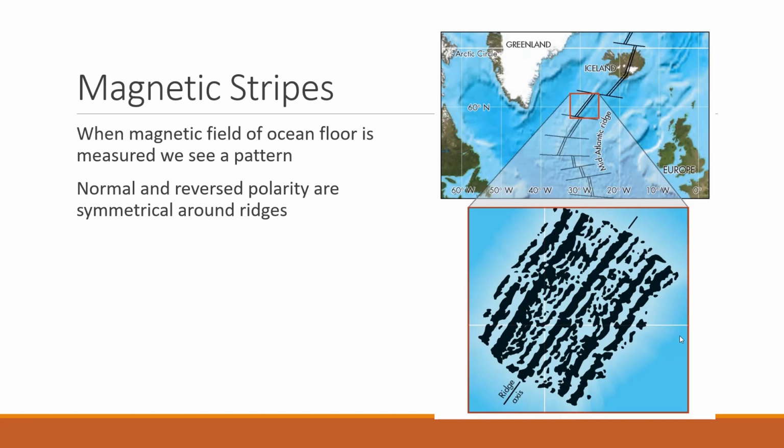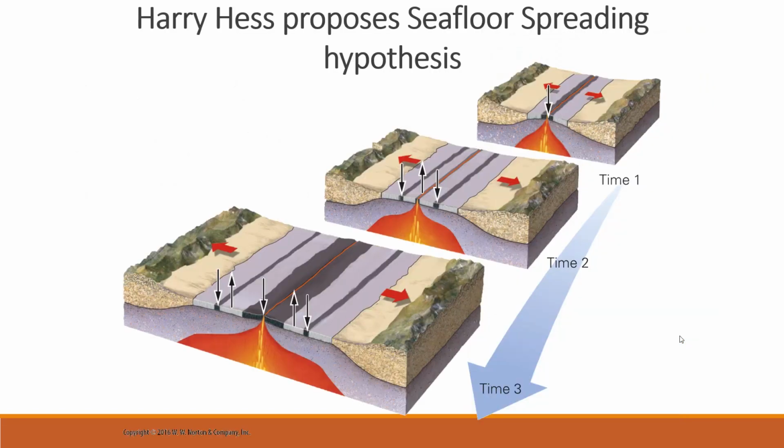So when we run a magnetometer across the ocean floor, we see this pattern. Normal and reverse polarity are symmetrical around these ridges. And Harry Hess put this together as this idea of we're producing new ocean floor at the centralized ridge. It is going to be magnetized in the magnetic field of the time it's being produced, and it will freeze that magnetic field.